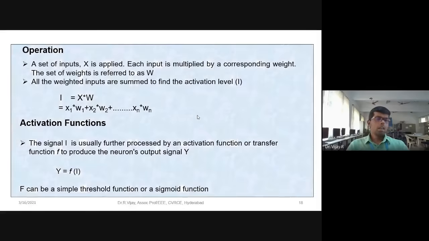So if you see the output, it is equal to x1 into w1 plus x2 into w2 up to xn into wn. The activation function depends on the problem. I may give an activation function for doing an AND operation, an OR operation, or some other operation. For example, I may need to take the square root of some values, integrate some values, or differentiate some values.